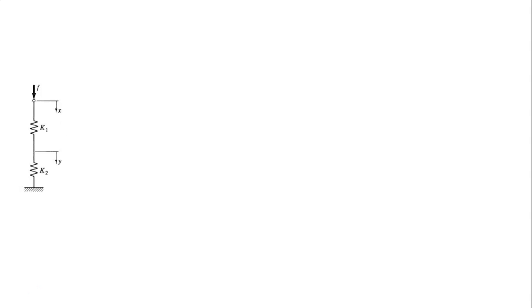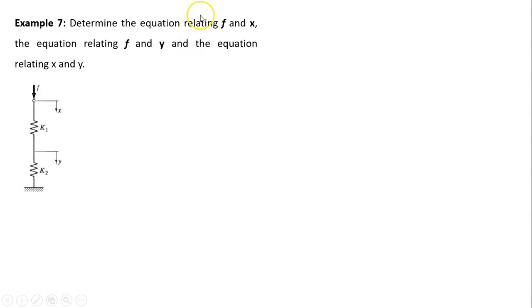We will see the next example. Example 7. Determine the equation relating F and X, F and Y, and X and Y. Now, in this diagram, two springs are there, K1 and K2. K1 is in between the X and Y coordinates, and K2 is connected to the Y coordinate here, and the other end is to the ground. Force F is transmitted through these two springs. This K1 and K2 are in parallel.